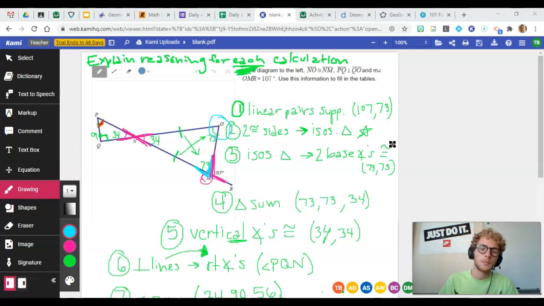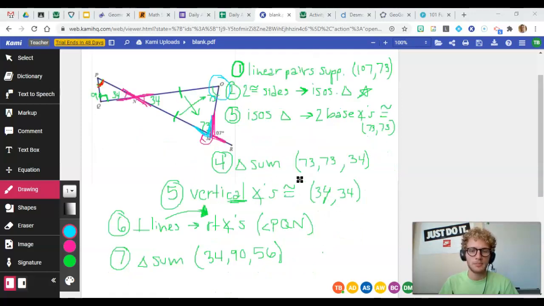You can abbreviate as much as you'd like, but what you're saying actually has to be true and meaningful and make sense. And then listing those angle measures as well. So now we're here. We've got these two congruent. Next one, everybody's favorite, the triangle sum. That's the triangle angle sum theorem, saying that all the angles in a triangle add up to 180. So you just list your angles, 73, 73, and 34. So that's how we get this angle.